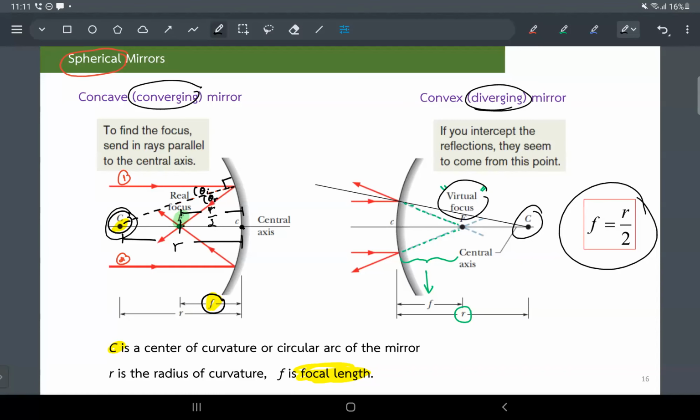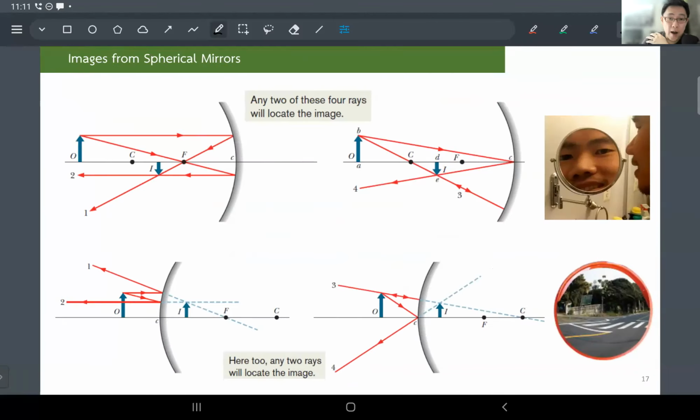Let's talk about how we can actually determine the type of image and where the image location is going to be from the curved mirror. So it turns out one way of doing this, you don't have to do any calculation, just use the geometry that comes directly from the law of reflection. Okay, so let's take a look at this.